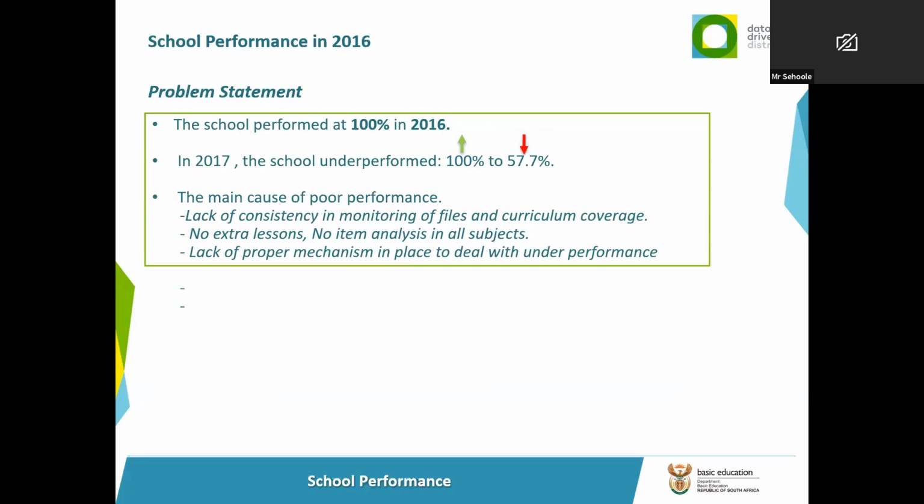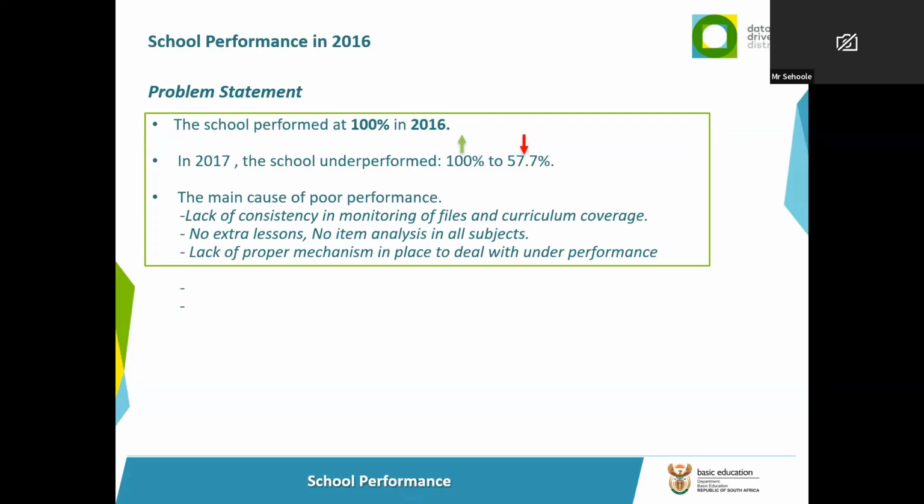In 2017, the school underperformed after performing at 100% in 2016. So we were all excited, saying, we have achieved our goal so early, forgetting to pay attention to the most important items. Like the main cause of the poor performance, I discovered that monitoring of files and curriculum coverage were not consistent. Extra classes were also not consistent. Item analysis was done, but we were not consistent. And the lack of a proper mechanism for follow-up was also a challenge.